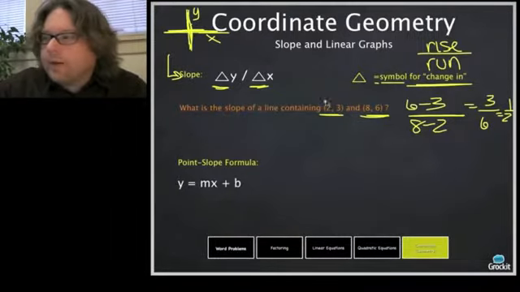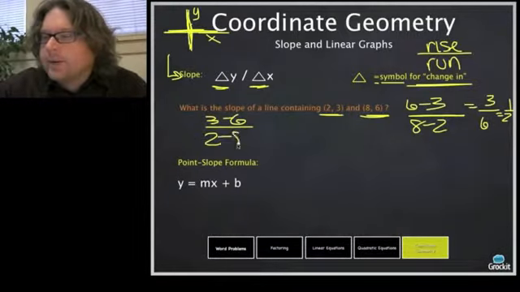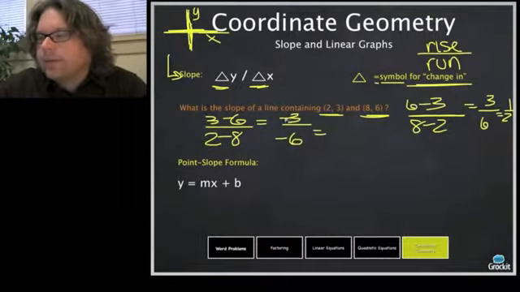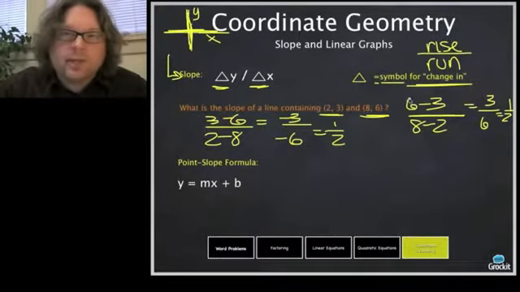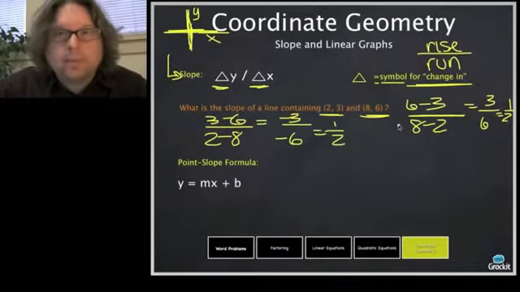What if we had done it the other way around? What if we had done the change in y using 3 minus 6, and then 2 minus 8? Well, 3 minus 6 equals negative 3, 2 minus 8 equals negative 6, and negative 3 over negative 6 still equals 1/2. The only way you can mess it up is if you put your change in x over your change in y. That will definitely get the problem wrong for you.